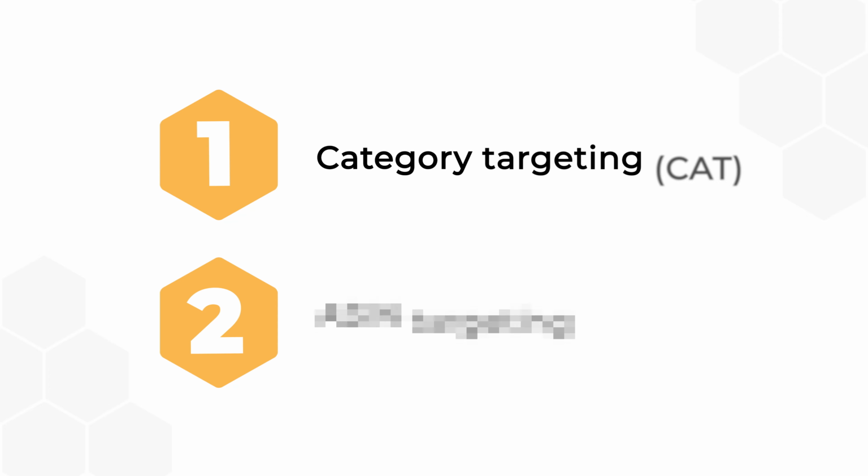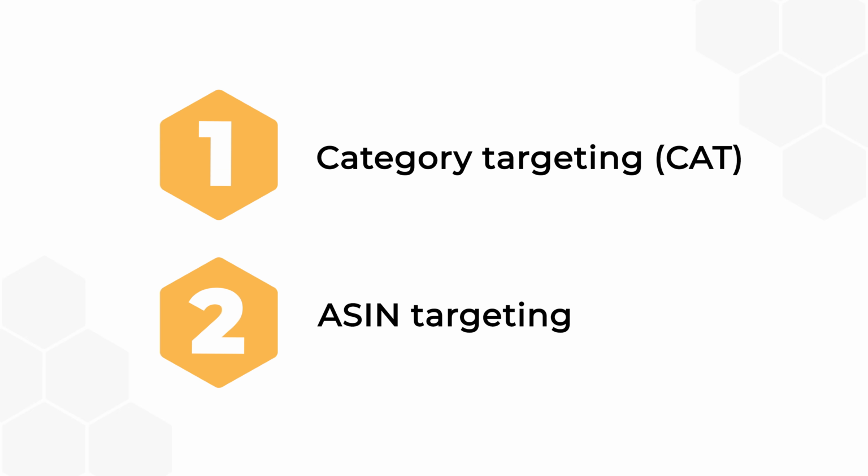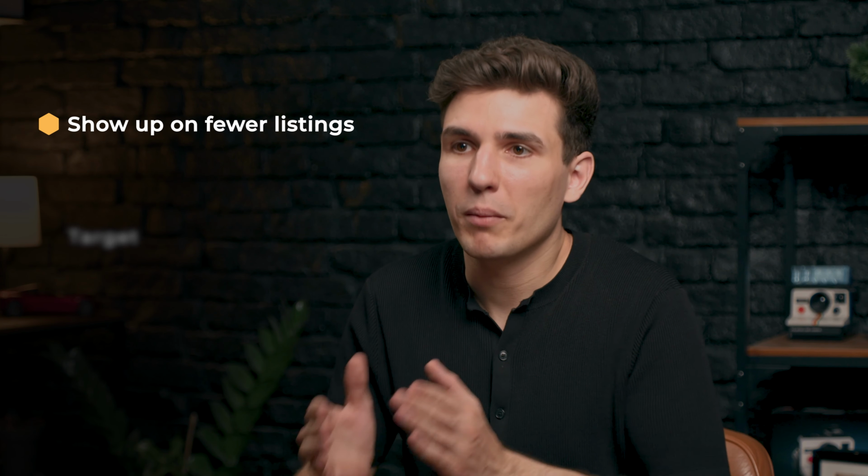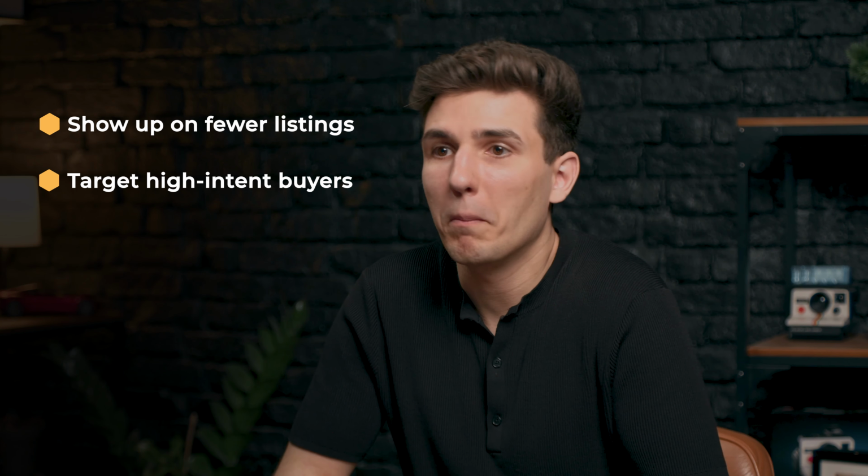The second way is ASIN targeting, where you aim at specific products instead of a whole category. With ASIN targeting, you choose the exact listings where you want your ad to appear. This is far more precise than category targeting. You show up on fewer listings, but buyers are already looking at a product much like yours, so intent is high and conversion rates usually beat category targeting.